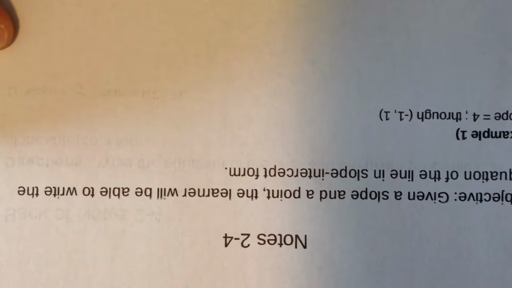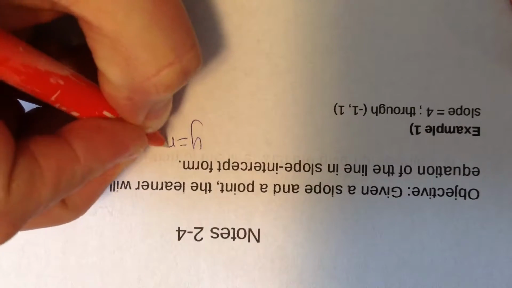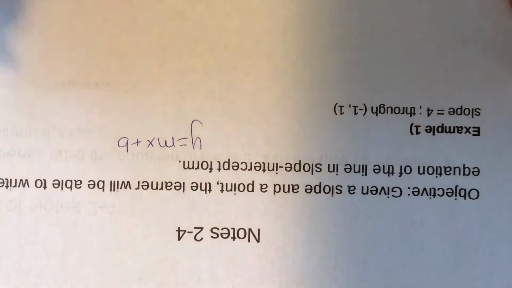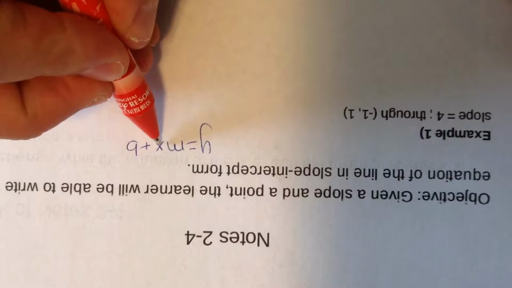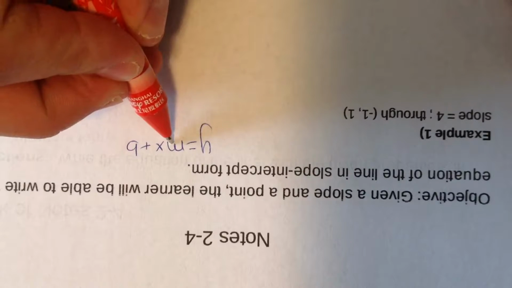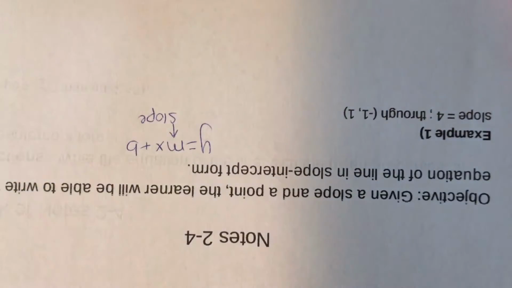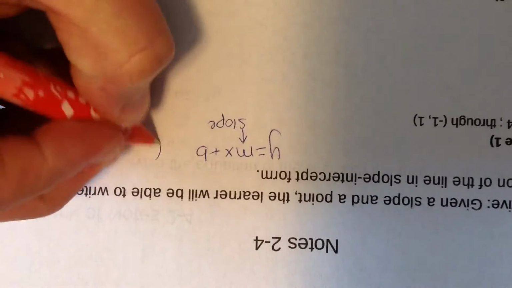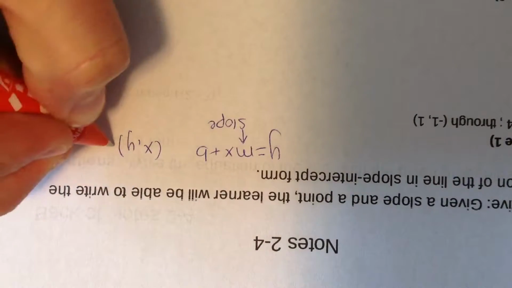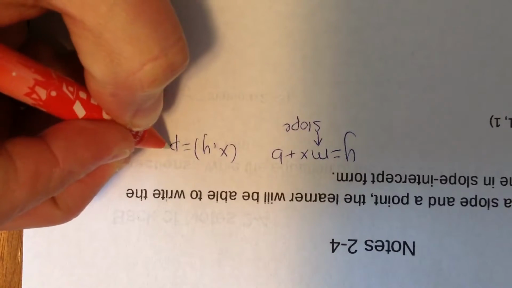Alright, so when we're given a slope and a point, we will be able to write the equation of a line in slope-intercept form. So keep in mind that slope-intercept form is y equals mx plus b. Keep in mind that we have a point, x y, and our m is our slope. So x y is a point.